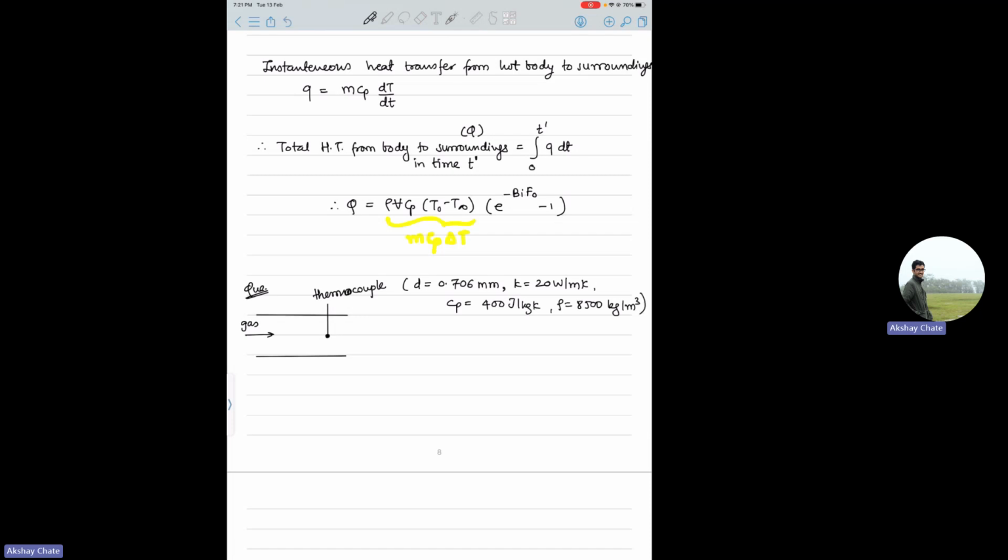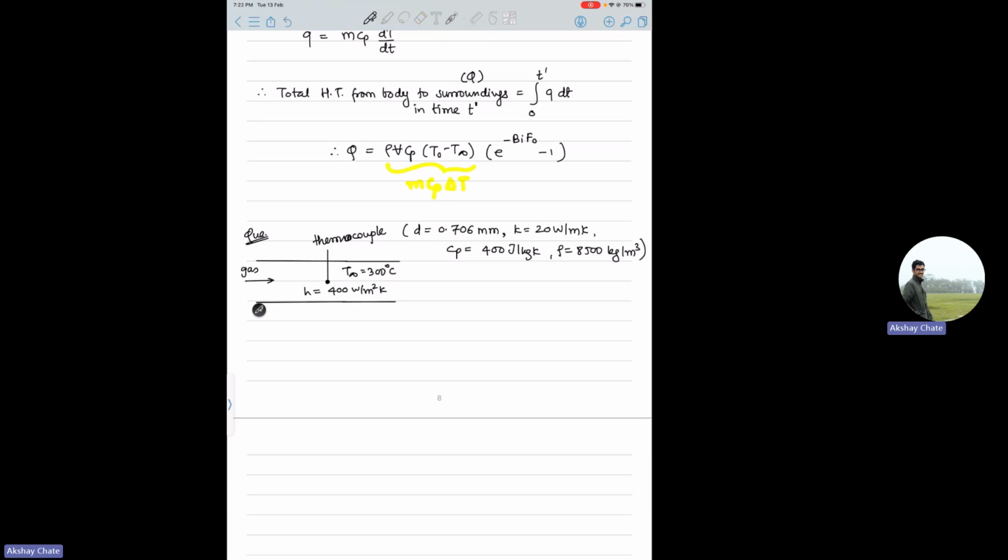These are the properties of the thermocouple material and bead. Here in the stream, the h is given as 400 watt per meter square Kelvin. This is the heat transfer coefficient. And T infinity is 300, so it's a hot gas which we are measuring the temperature of.